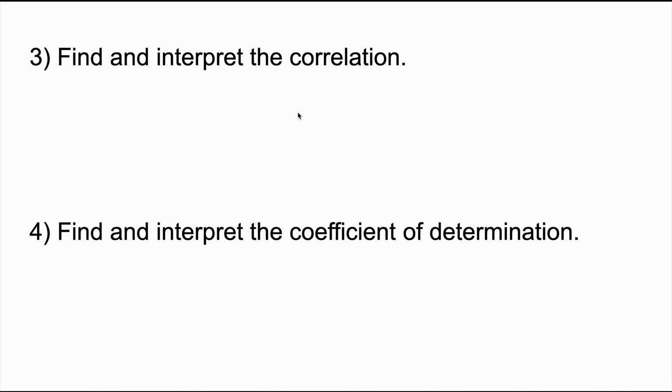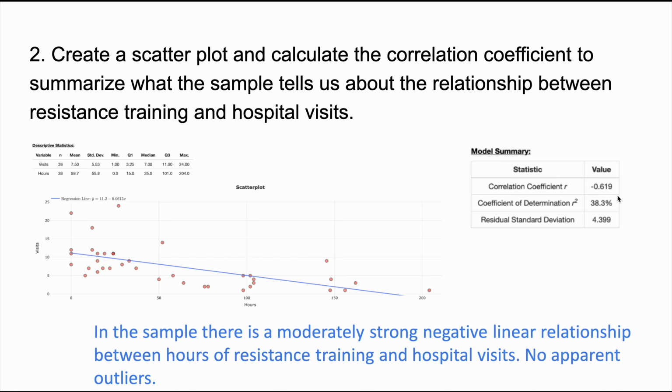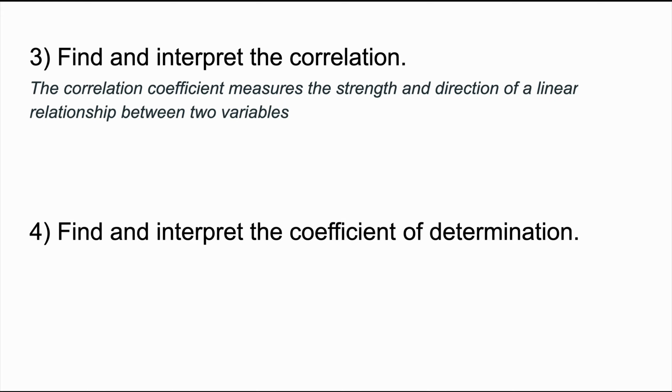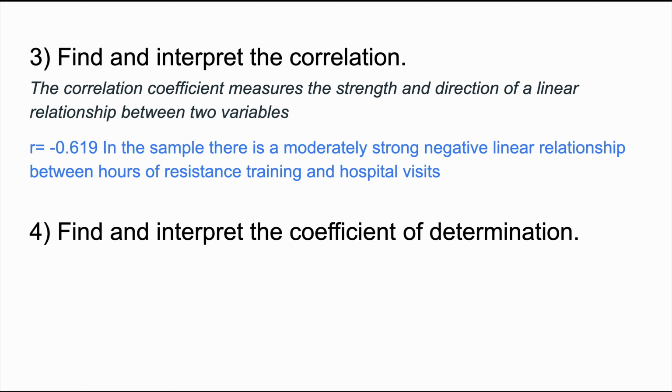So let's interpret the correlation from that previous slide. We have this correlation of negative 0.619. The correlation coefficient tells us two things. It tells us the direction and the strength. So I would say that negative 0.619 is pretty moderate. I'd say it's moderately strong. Usually if it's close to 0.6, 0.7, I start to say that's on the stronger side. If you get 0.8, 0.9, it's definitely strong. Linear relationship between hours of resistance training and hospital visits.